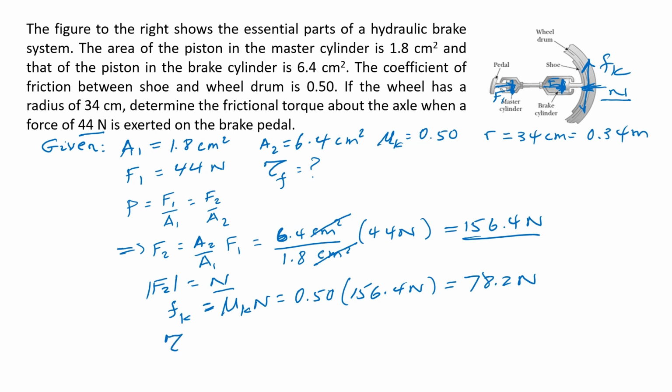So what's tau sub k going to be, or tau of friction? Frictional torque is going to be frictional force multiplied by the radius of curvature from the axle to the wheel. And they are perpendicular to one another. So that is 78.2 newtons multiplied by R, which is 0.34 meters. That's equal to 26.6 newton meters.